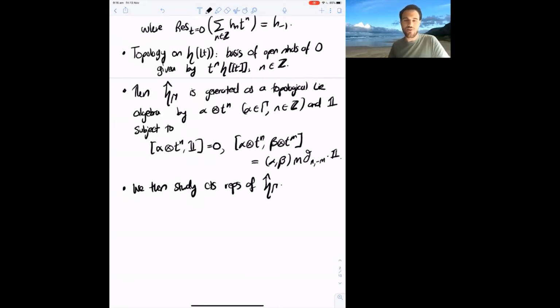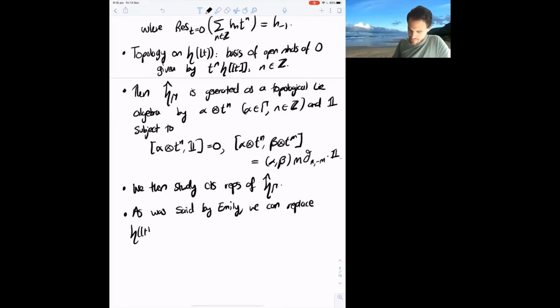I think, what's the word I'm looking for? Yeah, when you generate with the loop algebra, t is allowed to go infinite in the positive direction, but we could actually say we're only allowed finitely many terms in T and T inverse, and then we can study all representations. So as was said by Emily, we can replace the loop algebra by, I guess these are Laurent polynomials, that's the word I was looking for.